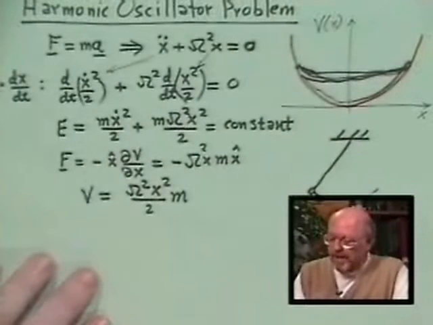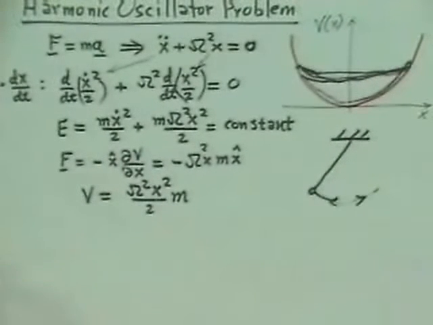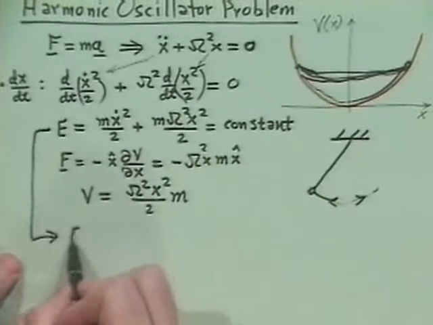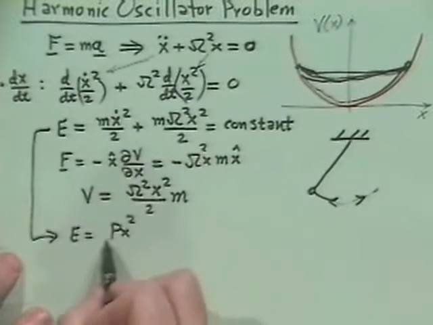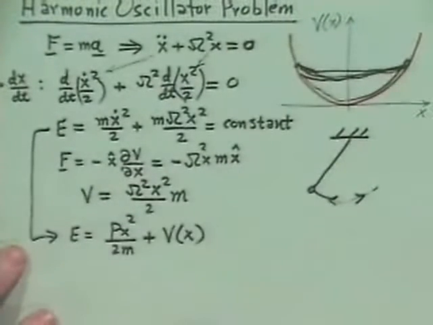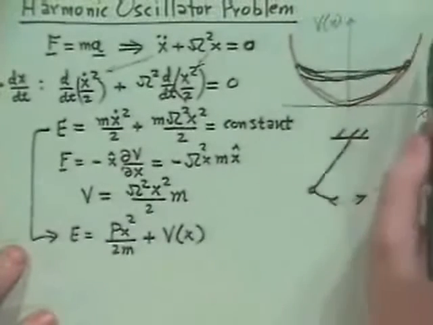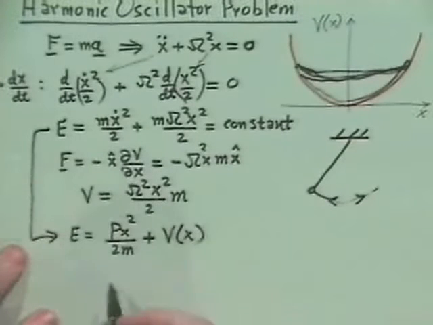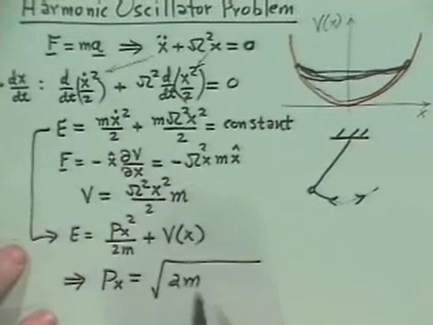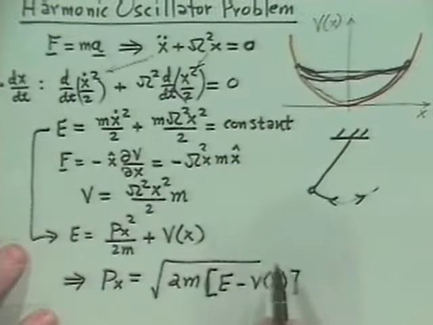Now, what we want to do is treat this in terms of action angle variables, the action integral and action angle variables. To do that, it's convenient to write the energy as the momentum, p x squared over 2 mass, plus the potential, V of x, where my V of x is just this x squared potential here. Now, if we solve this equation for the momentum, we have that p sub x is the square root of 2 times the mass times the energy minus the potential V of x.